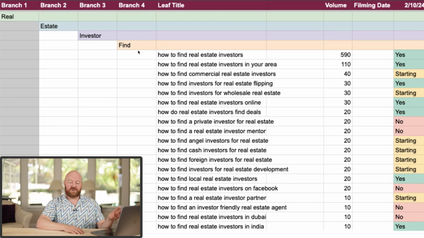On that first branch, look at the right column. On February 10th, you'll see some yeses, some starting, and some no's. We typed in each of these questions, each of these leaf titles into YouTube and hit search. And if Noelle appeared at the top in the top 3, that's a yes. If we had to scroll down, but we still found her in the top 20, that's starting. And if we didn't find her in the top 20, that's no.